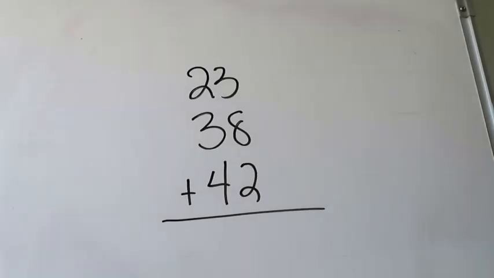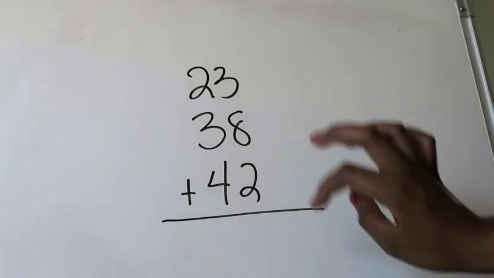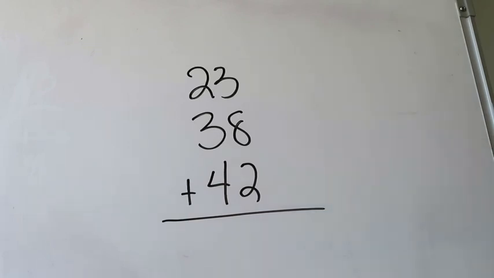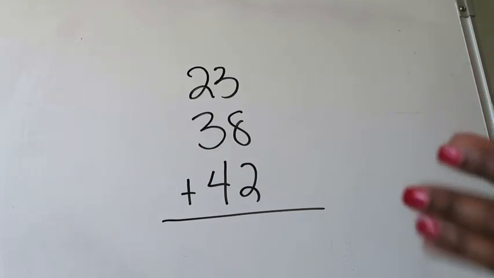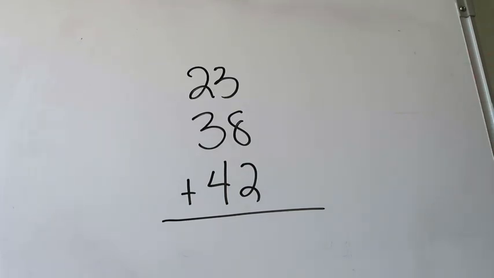Okay, here we have our first example. We are going to be adding three addends together. We have 23 plus 38 plus 42. Now in this first example, I am not specifically going to use the commutative property or the associative property. What I'm going to do in this example is first look to see, can I create a 10 anywhere in my addends, because I love working with tens. Tens are so nice and easy and clean to work with.